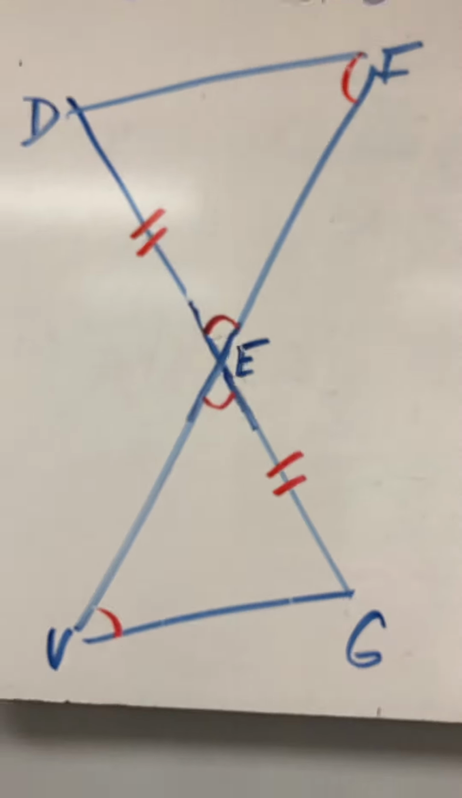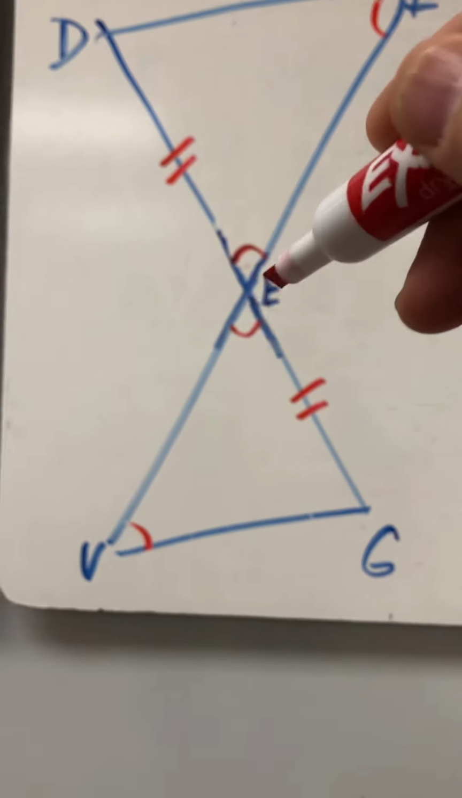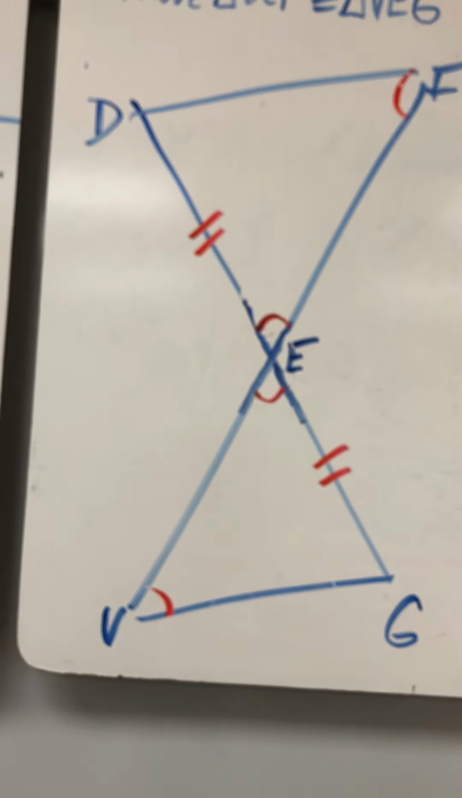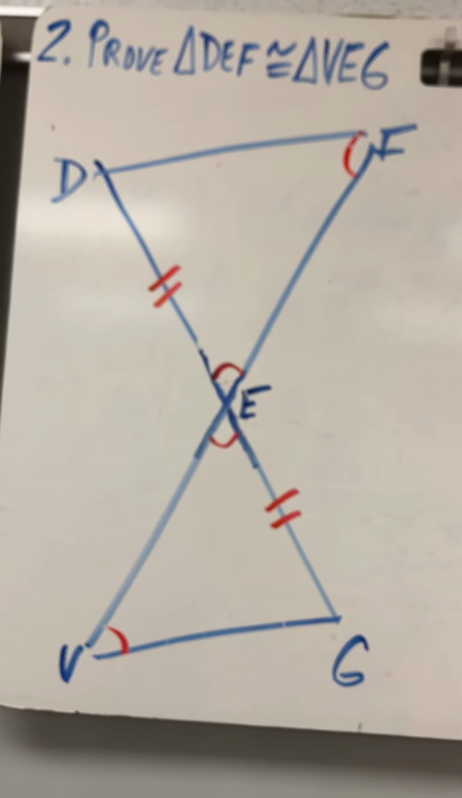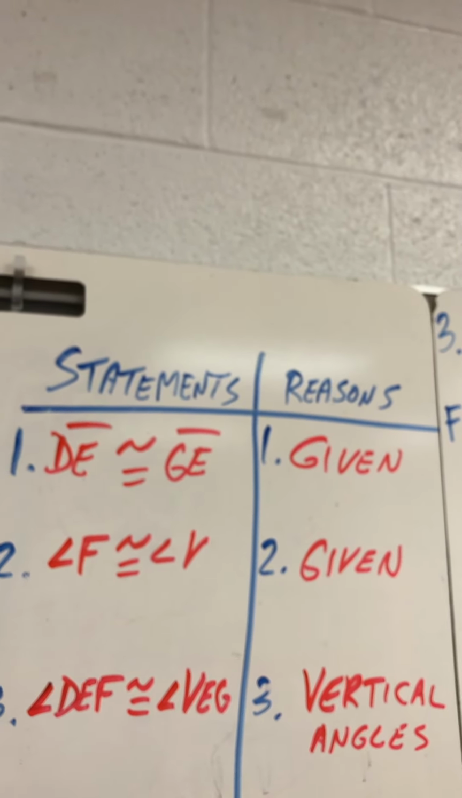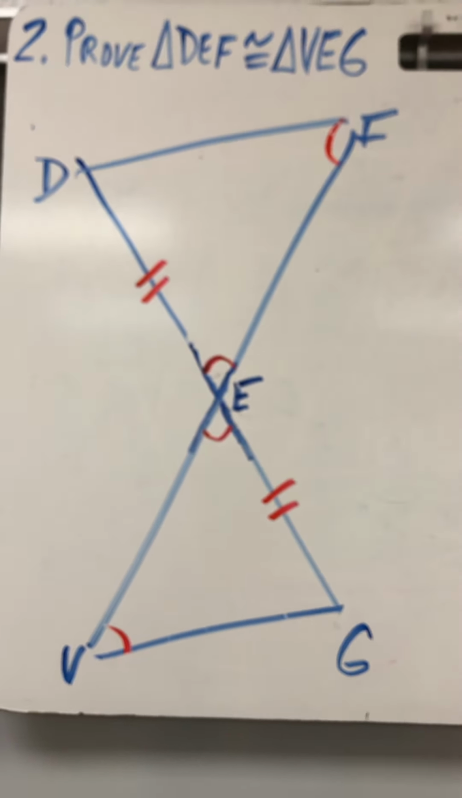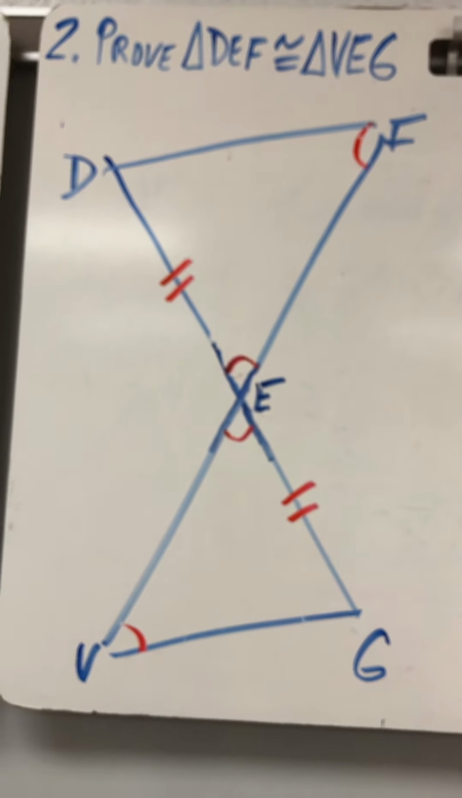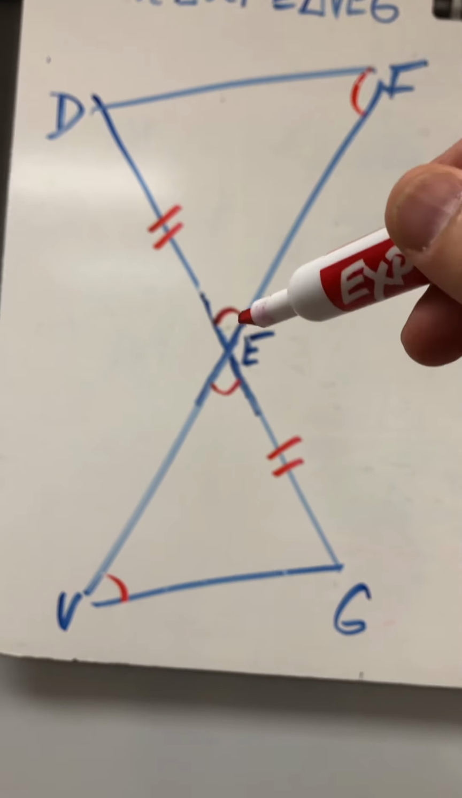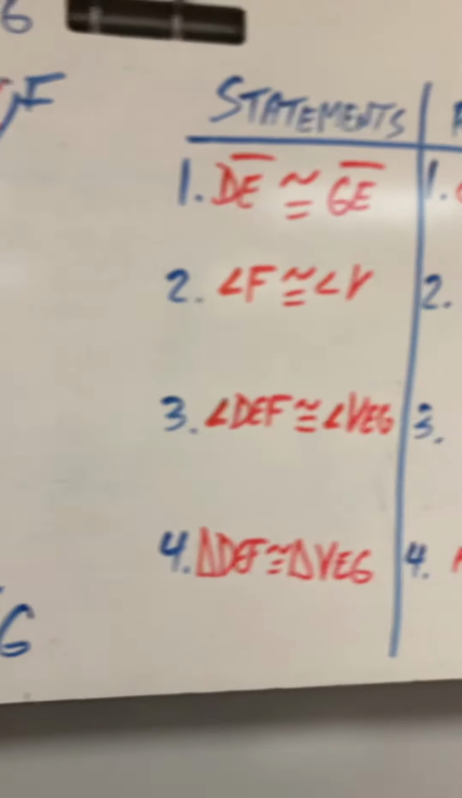That's called vertical angles. I remember vertical because they make V's at each other. Vertical angles are equal. All right, so angle DEF is congruent to angle VEG. That's called vertical angles. Now I can say that the two triangles are congruent because I can say triangle DEF is congruent to triangle VEG because we have what's called angle, angle, side. Angle, angle, side. Okay?